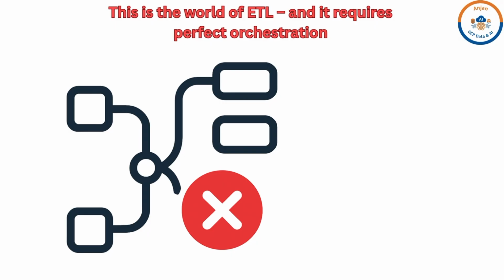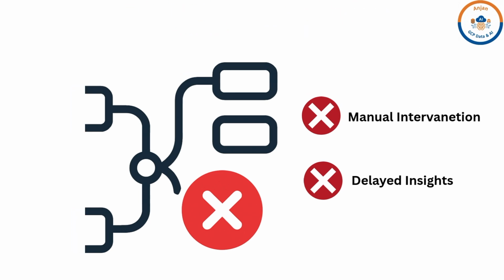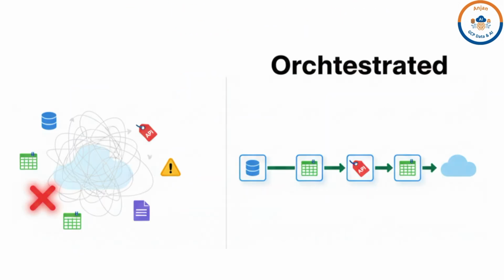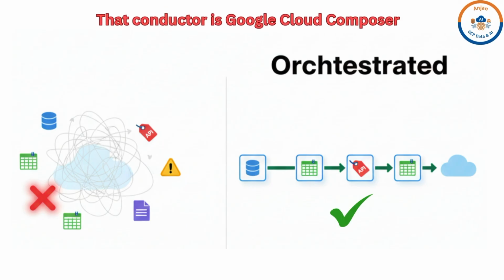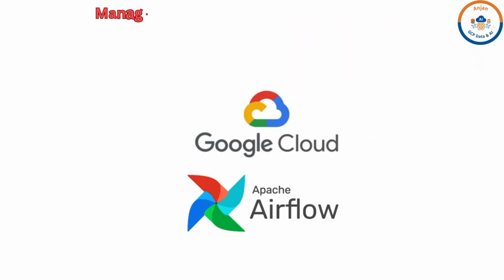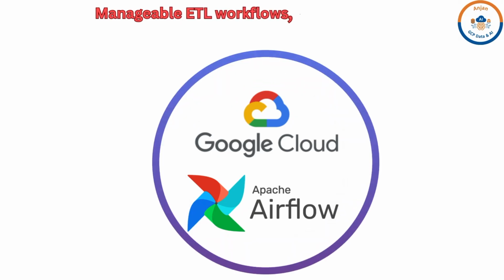When dealing with dozens of dependencies, scheduled runs and potential failures, traditional scripts quickly become brittle, leading to manual interventions and delayed insights. You need a dedicated, scalable conductor for your data orchestration. The conductor is Google Cloud Composer. Today we are diving deep into how Cloud Composer empowers you to build robust, scalable and manageable ETL workflows, all within Google Cloud.